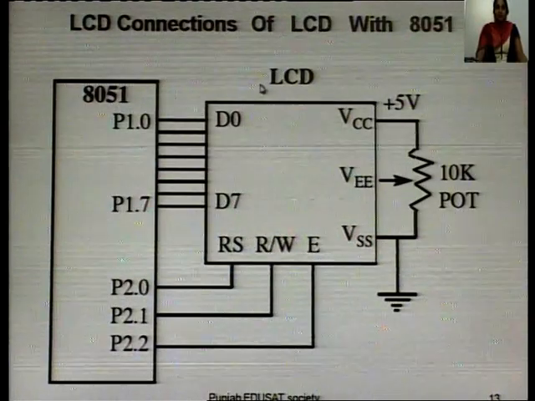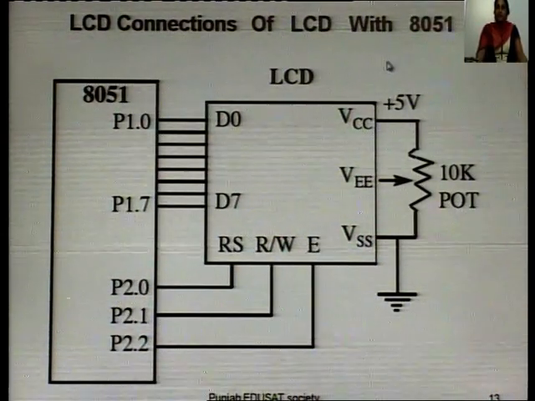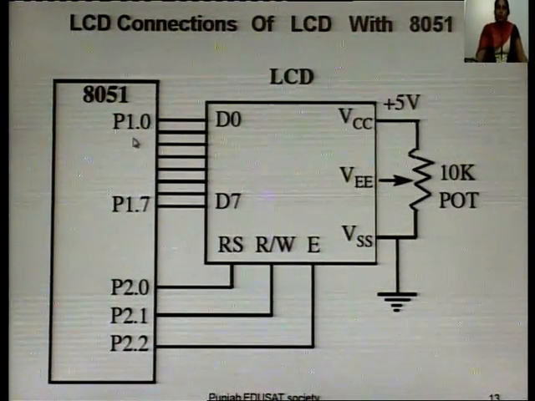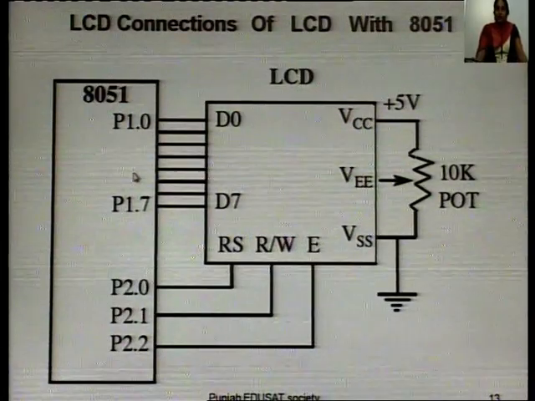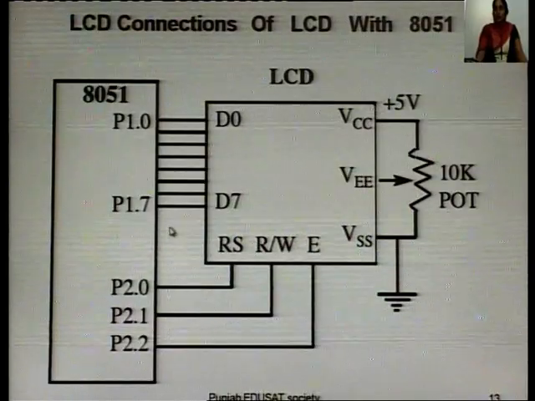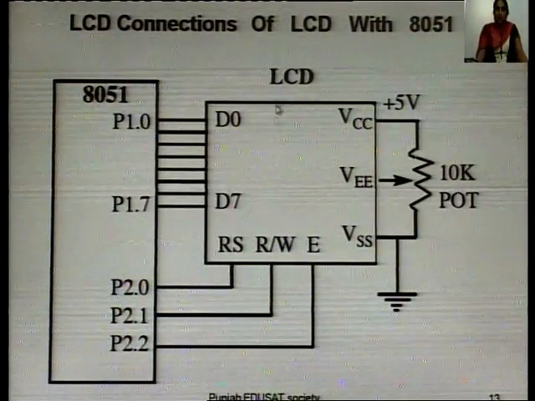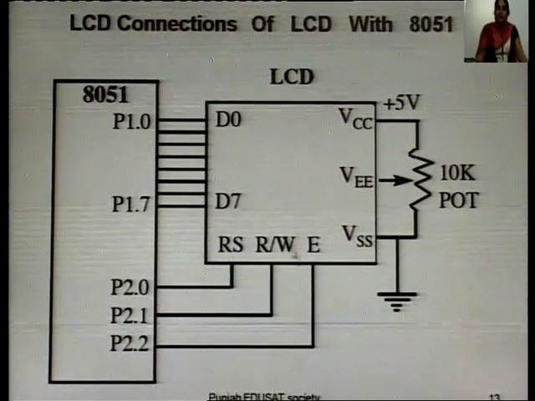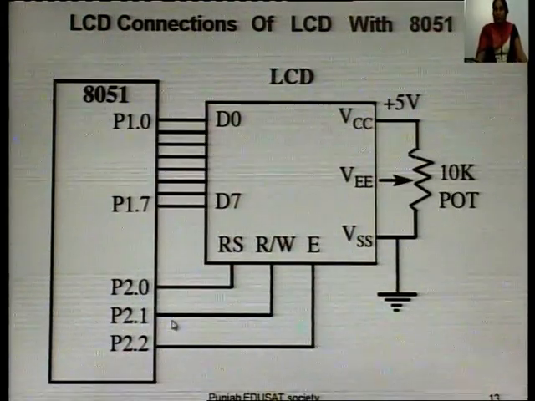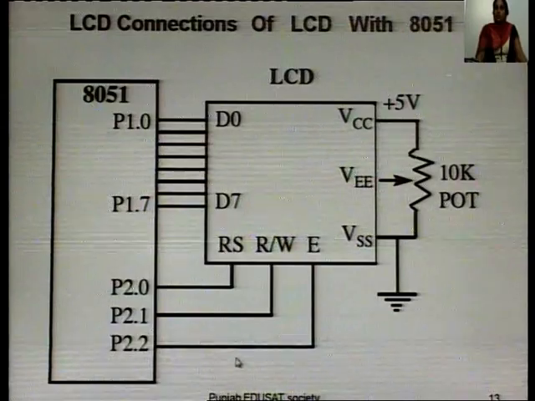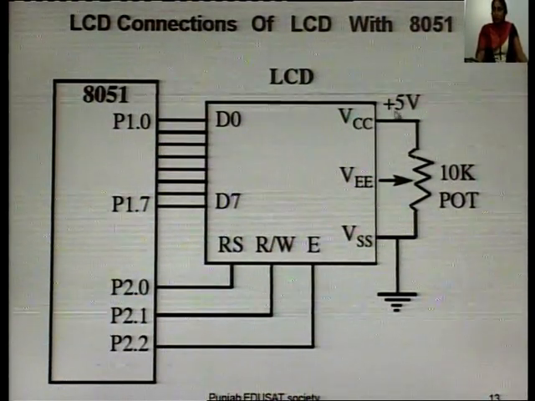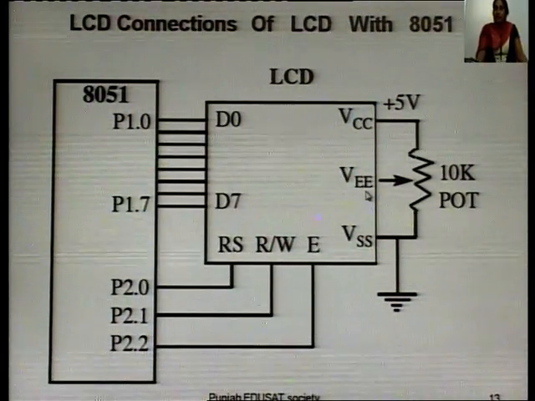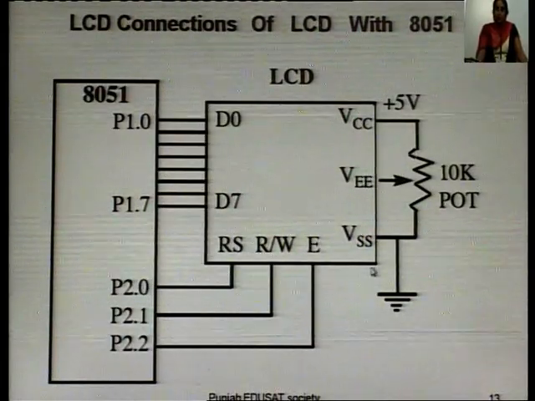Here is the diagram for interfacing LCD with 8051. In this, we have used 8051's two ports, port 1 and port 2. Port 1 is connected with the data bus of the LCD. Register select pin is connected to P2.0 pin, read write is connected to P2.1 and enable is connected to P2.2. After that, VCC is given positive 5 volt, VEE is used to control the contrast and it is connected to the variable power supply, VSS is grounded.